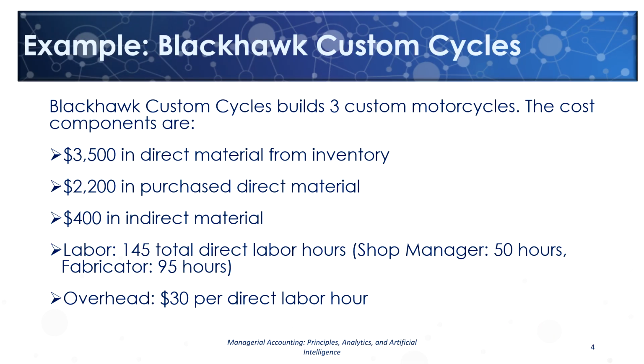Now we'll work through a full example. Blackhawk Custom Cycles builds 3 custom motorcycles. They have direct materials from inventory, purchased direct materials, and indirect materials. They also have labor costs and overhead applied using a rate per direct labor hour. This example shows how we compute total production costs and per unit cost.